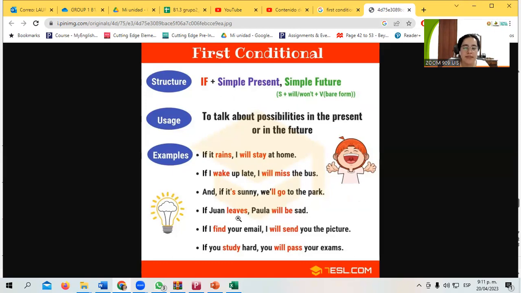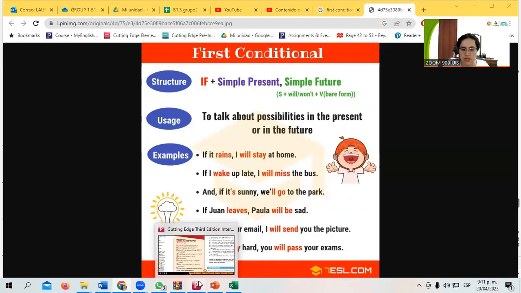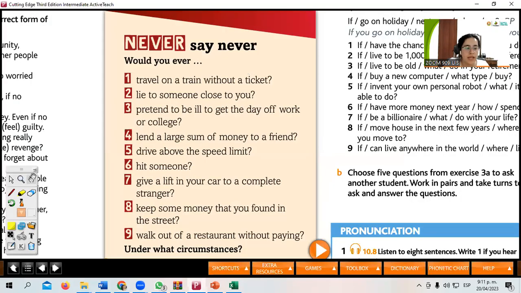If Juan leaves, Paula will be sad. If I find your email, I will send you the picture. If you study hard, you will pass your exams. Okay, so these are all examples of the first condition. All right.